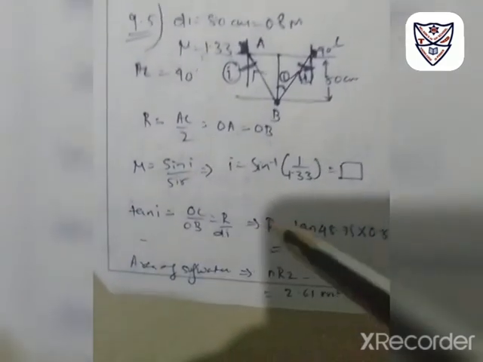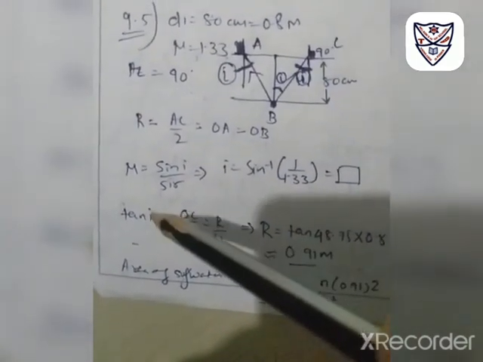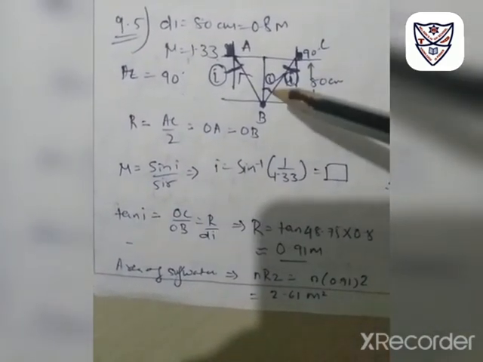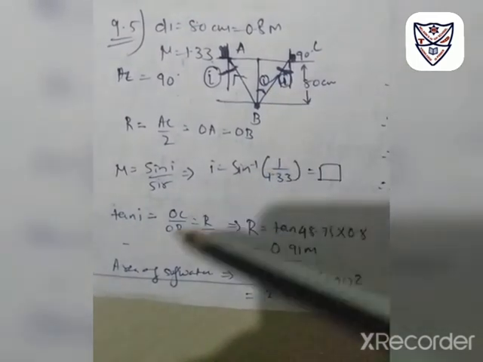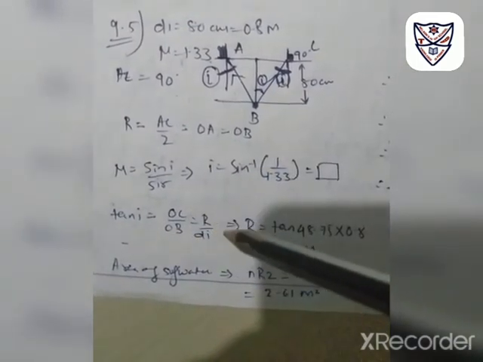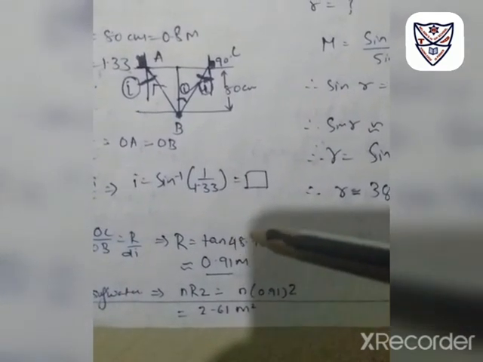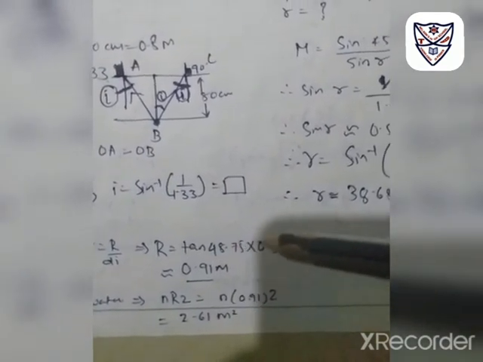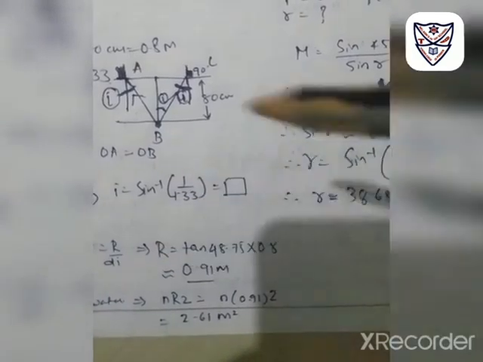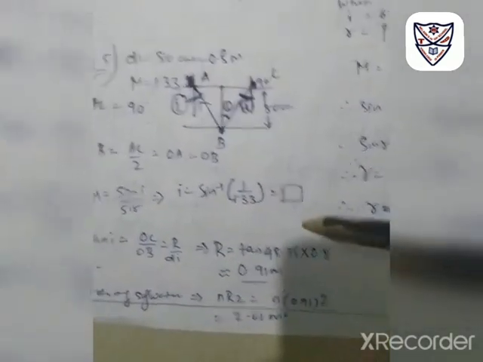Similarly, from the figure only, I can find tan I, that is OC upon OB is equal to R upon D. So 10.48 multiplied by 0.78 multiplied by 0.8 will give you your answer.